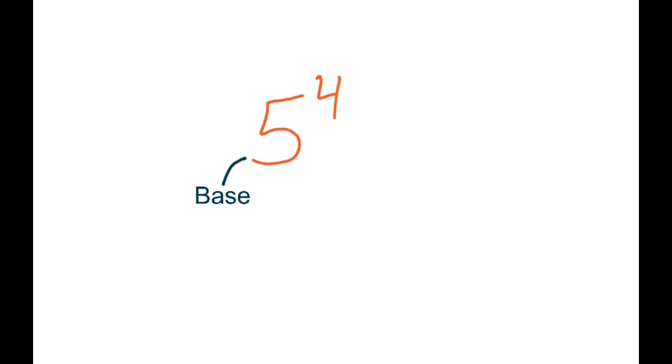So this is our base. The base is the number that is being multiplied. Then this is our exponent. The smaller number up top is the exponent, called a superscript. That is how many times the number is multiplied. So the base is the number that's being multiplied, and the exponent is the amount of times it's being multiplied.